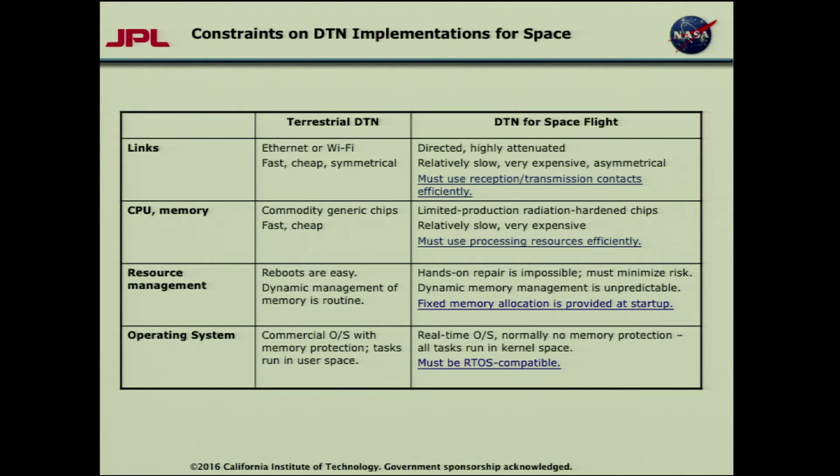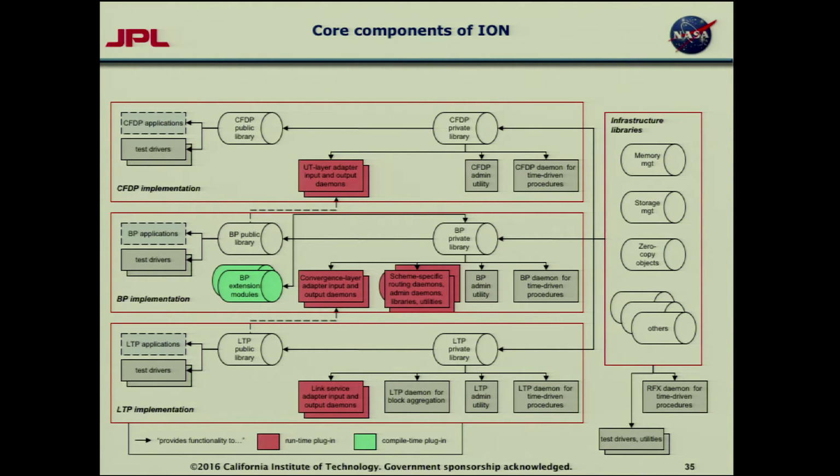This gives a quick summary of the differences between terrestrial networks and DTN for space flight. As we talked about, the challenges of the environment: in space, we have to use rad-hardened chips, and we have to use processing resources efficiently. We don't have a lot of memory, and typically we use real-time operating systems, though there's more of a movement towards Linux in space. This is a very detailed core component diagram of ION. There's a lot of information here. It gives you a picture of the various things.